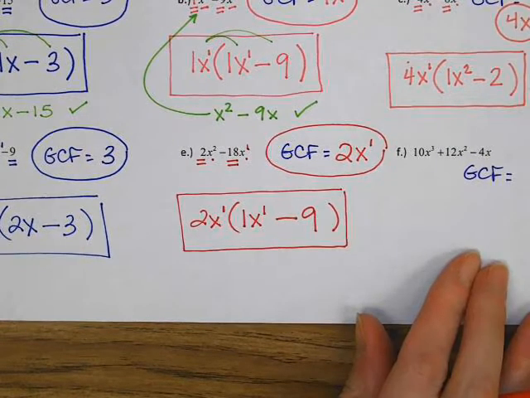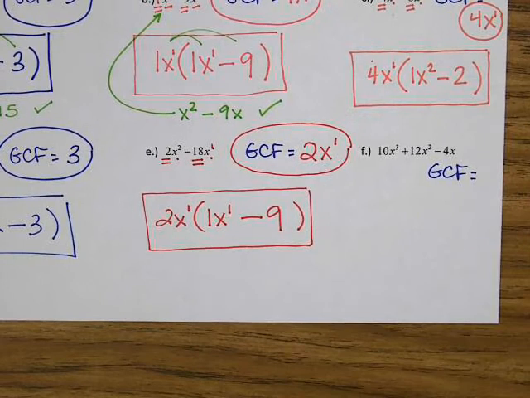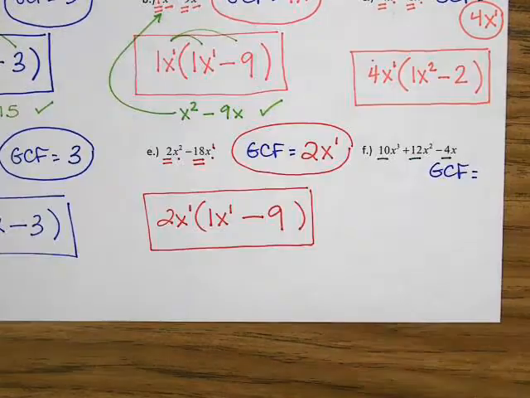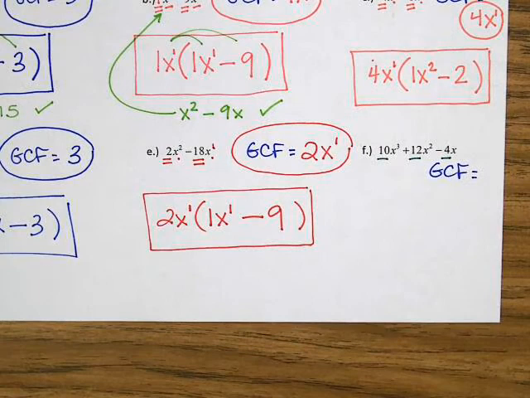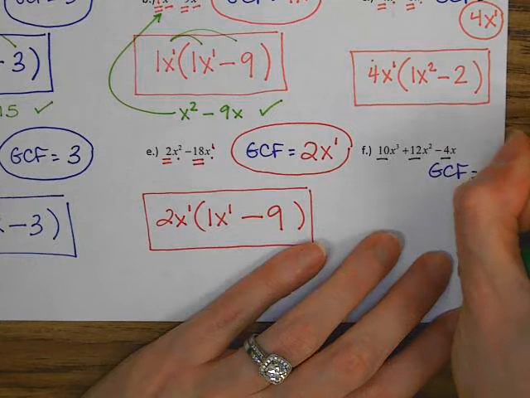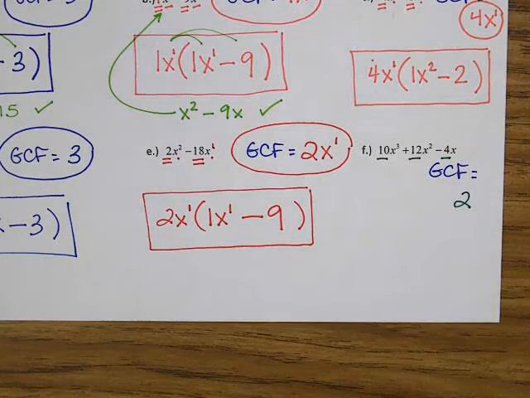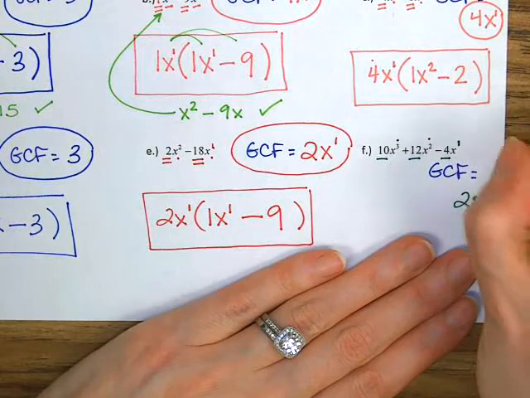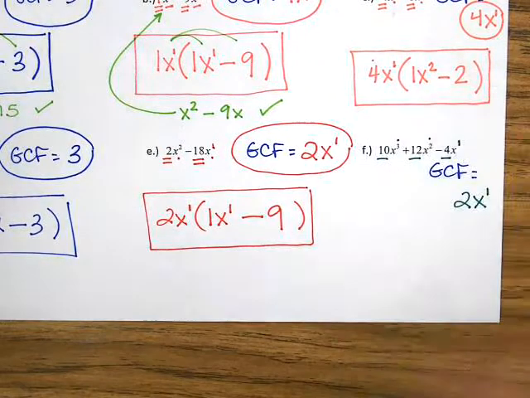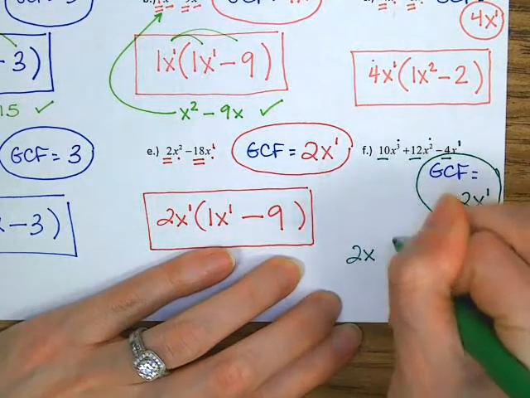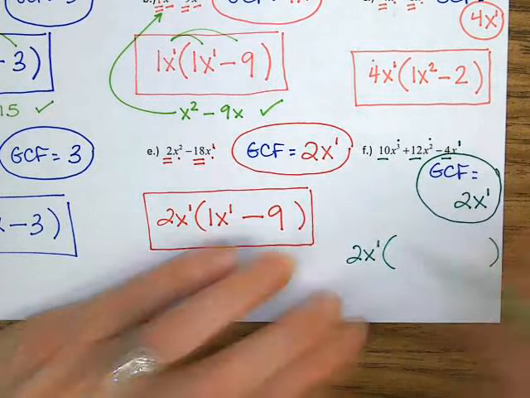All right, guys, last one. I want to do this one because it's a triple. 10, 12, and 4. The biggest number that they all divide by evenly is 2. And then out of 3 and 2 and 1, the smallest power is 1. Okay, so that's our GCF. So we're going to pull that out and then divide.